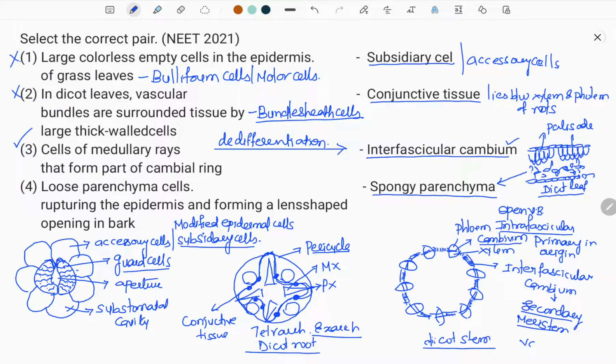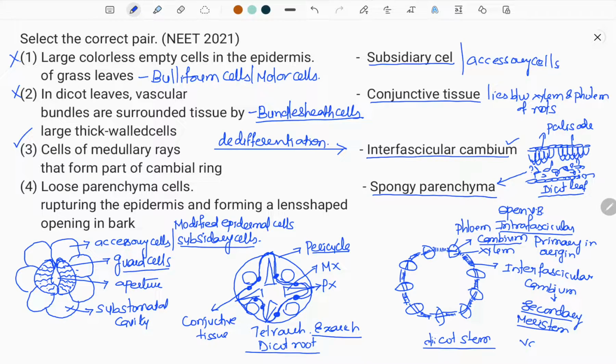Interfascicular cambium will again unite with intrafascicular cambium. Both will form a ring of cambium called vascular cambium. That vascular cambium gives rise to secondary phloem outside and secondary xylem inside. So this statement is correct. Fourth one, let us see.